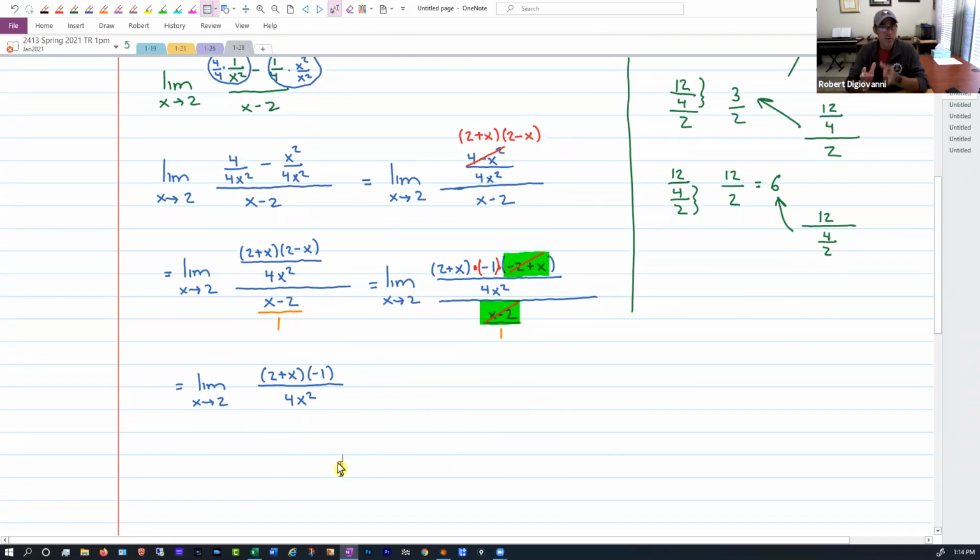At this point, we will now let x go to 2. So we're going to now do direct substitution. If I now take the limit, let x approach 2, I'm no longer going to write limit. This will become 2 plus 2 times -1 over 4 times 2 squared. So just replace all the x's with 2. So on top you get 2 plus 2 is 4, hit that with -1, so you get -4 on top. And then you square the 2 first. 2 squared is 4, and then 4 times 4 is 16. And now if I just reduce that fraction, I get negative 1/4. There we go.